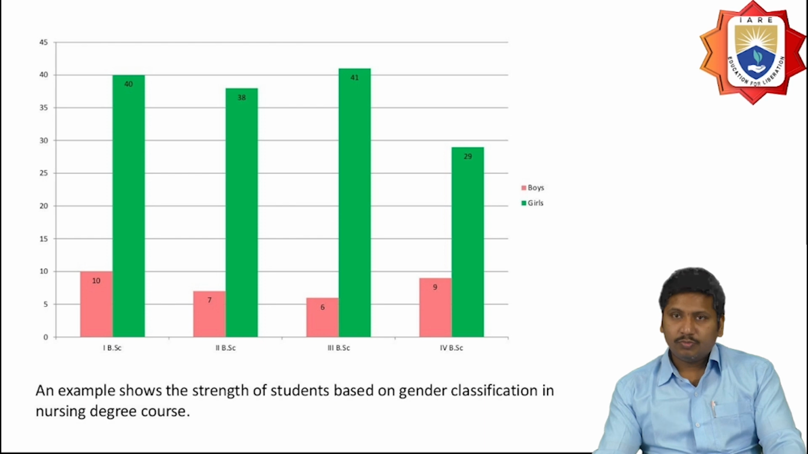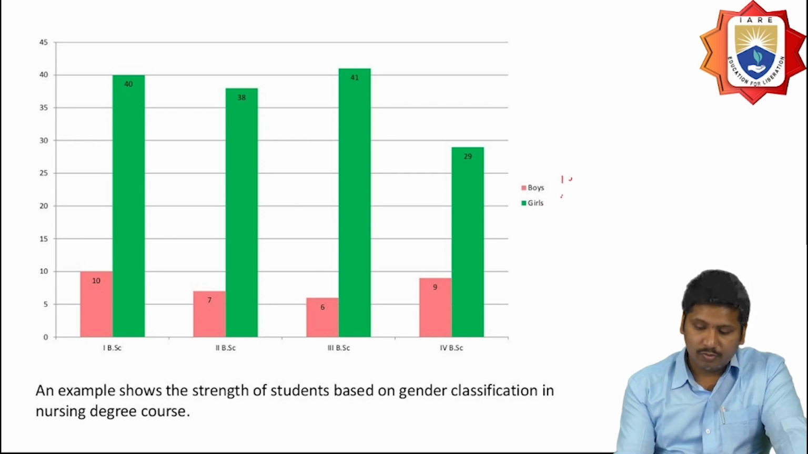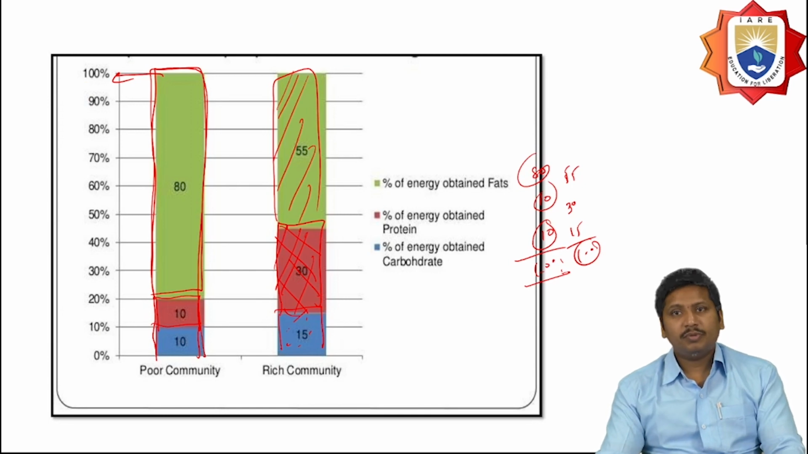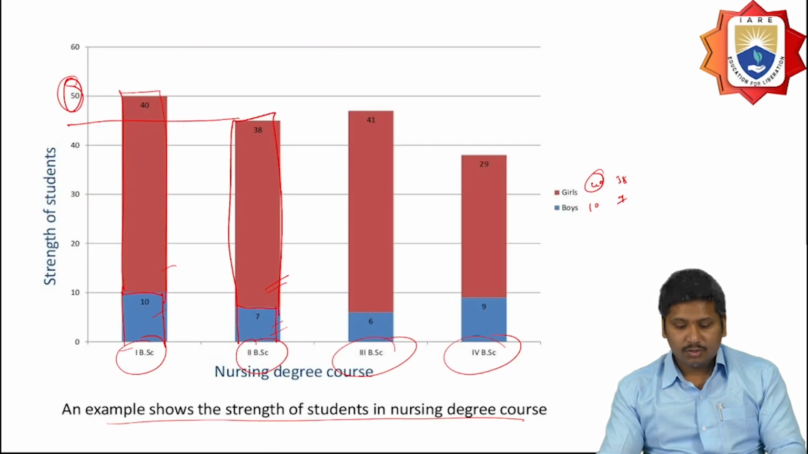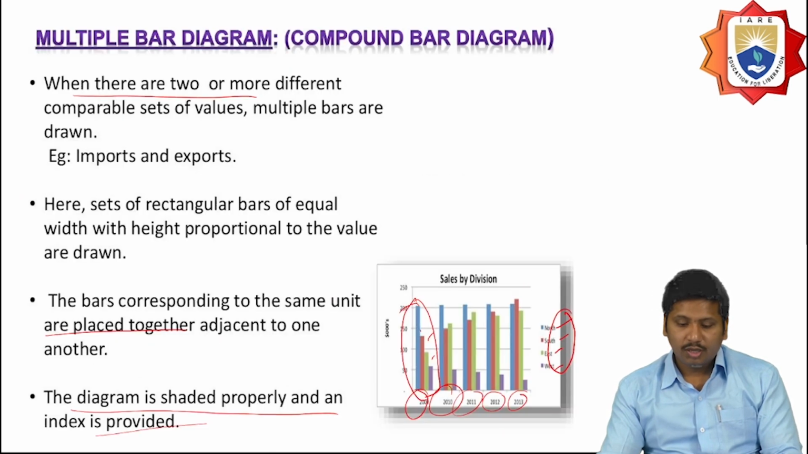See the example of the previous example I'm considering. Here also, in first BSc, how many boys are available? 10. How many girls are available? 40. So it's the same thing that I represented in the simple bar, I'm representing here in a single bar only. The same thing I can represent with multiple bars also. That should be this one.